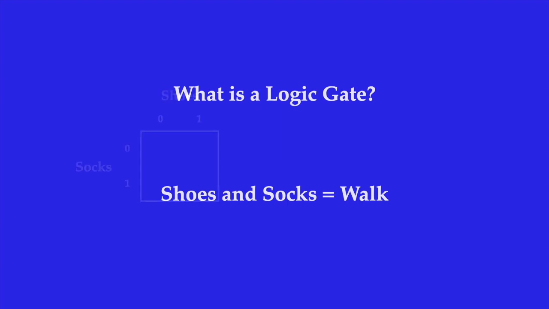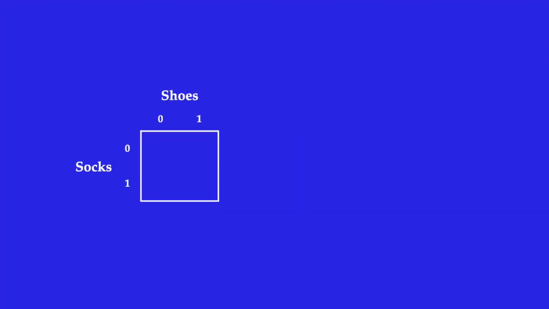Let's graph this out. Shoes are up at the top. 1 means they bring me my shoes, and 0 means they don't. Socks are at the left. 1 means they bring me my socks, and 0 means they don't. Just as I warned before, I'm using 1 for true and 0 for false, mainly because it's easier to see and it reinforces the idea of thinking like a computer.